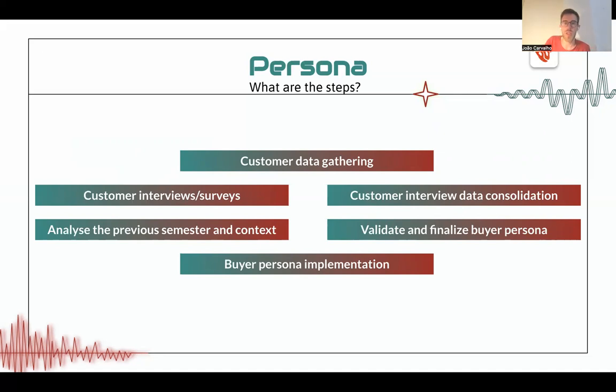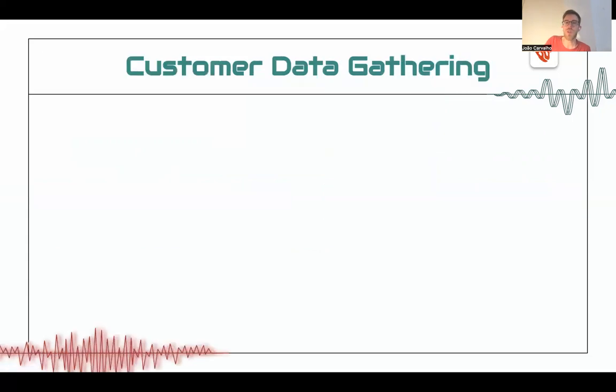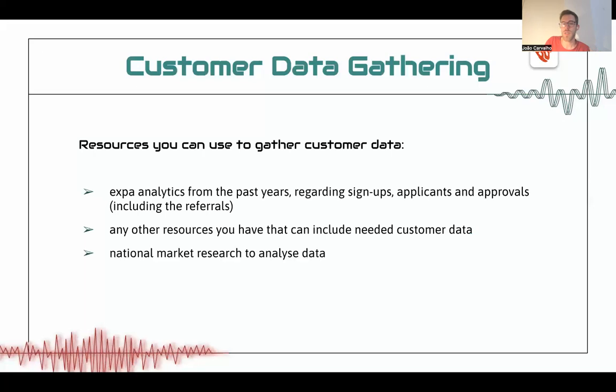We'll talk about it now. So, customer data gathering, what do we need to do? We need to collect data. And how can we do it? We can analyze the previous signups. We can capitalize on the market research form that we are currently finalizing at the same time, and other types of resources that we have from the past.